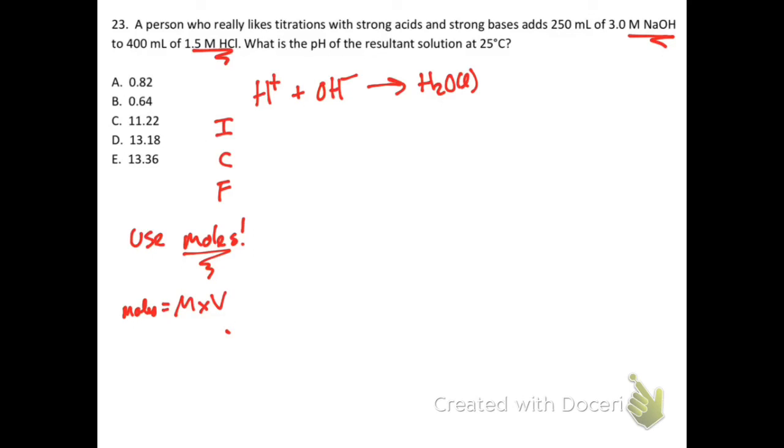All right, so for both of these, first of all, for the NaOH, it's 0.25 liters from the 250 milliliters times 3 molar, which is equal to 0.75 mole. So we'll plug that in for the hydroxide, because remember that the sodium is just negligible. It's just the hydroxide that we care about here. And then for the HCl, it's 0.4 liters times 1.5 molar, which is equal to 0.6 mole.